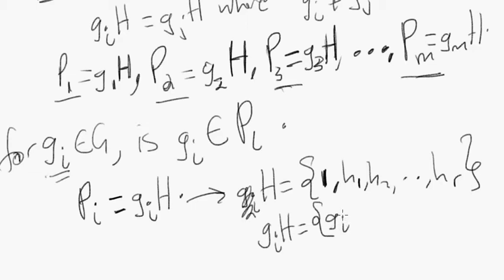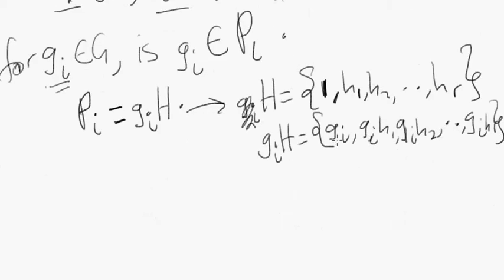Well, that would be GI, GIH1, GIH2, blah, blah, blah, up to, let's say, GIHR in this case. So notice, is GI an element of this partition? Well, of course, we have GI over here, right? Because H has the identity element, left multiplying by GI is going to guarantee that GI is an element of the coset GIH, and this is true for any GI element of G.